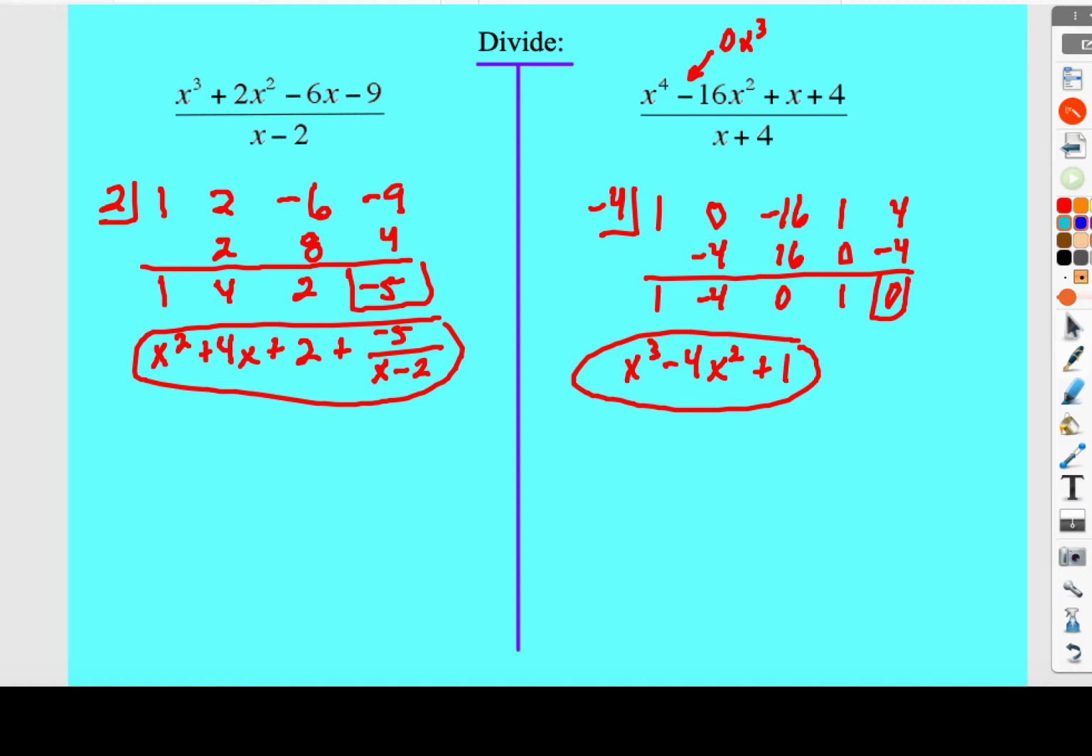Now, one unique fact, that remainder also gives us a hint of something. Again, if this is f of x up top here, and we just divided by this 2 in the box, what we just figured out was that f of 2 is actually equal to -5. It's kind of a unique fact. We call it the remainder theorem. We'll talk about that a little more on the next page. The remainder theorem. In fact, let's go ahead and go there.